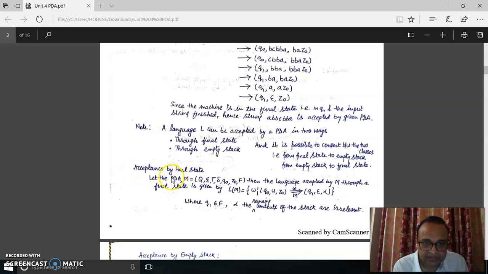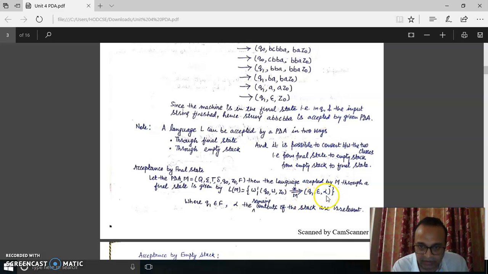So for final state, let the PDA be M, represented by the 7-tuple Q, Sigma, Gamma, delta, Q0, Z0, F. Then the language accepted by this machine M can be represented as L(M), where W is a string such that from the Q0 state, for W string, and Z0 is the initial symbol, after multiple operations you are approaching Q1 state and the string is exhausted, and the top of the stack can be anything.